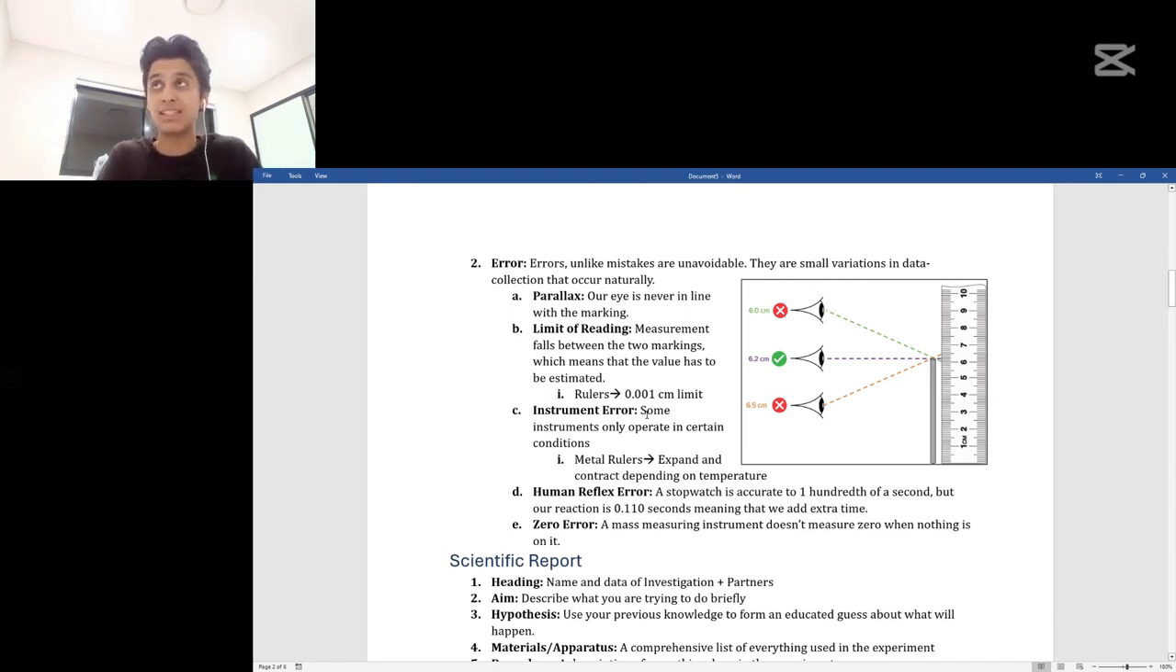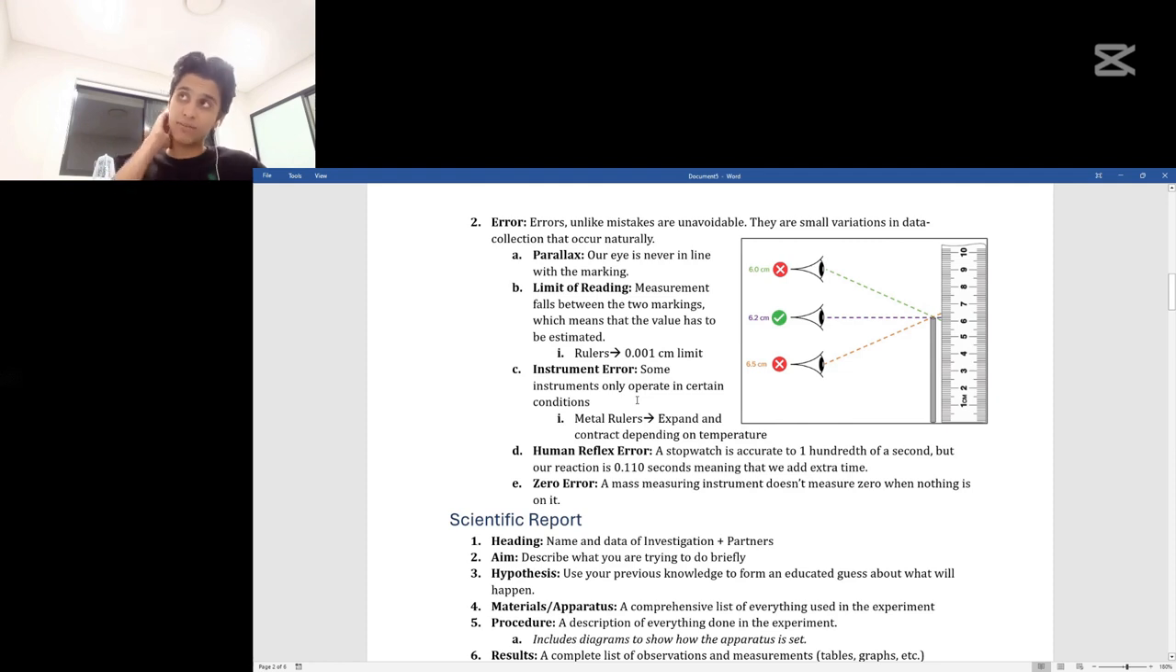And so limit of reading is when measurement falls between the two markings, which means that the value has to be estimated. If you look at rulers, which are again marked at every 1 millimeter, they have a 0.001 centimeter limit, and this is a 0.01 millimeter limit because every 10 millimeters is a centimeter. So you're only accurate to your millimeter, and then anything after that, every 0.1 millimeter, you don't know, you have to look at the 2 millimeters and then make your guess.